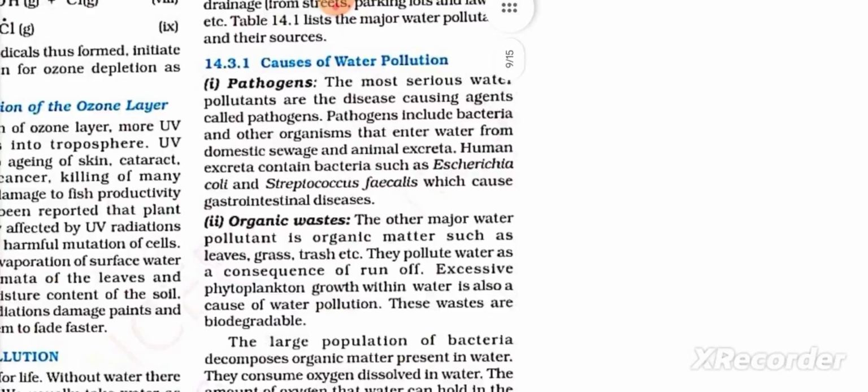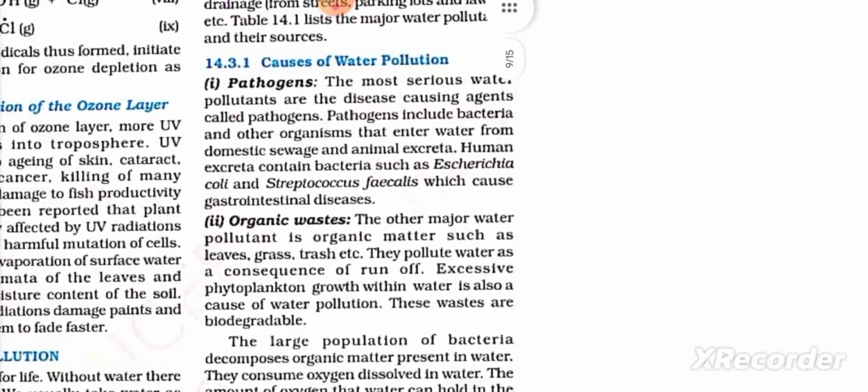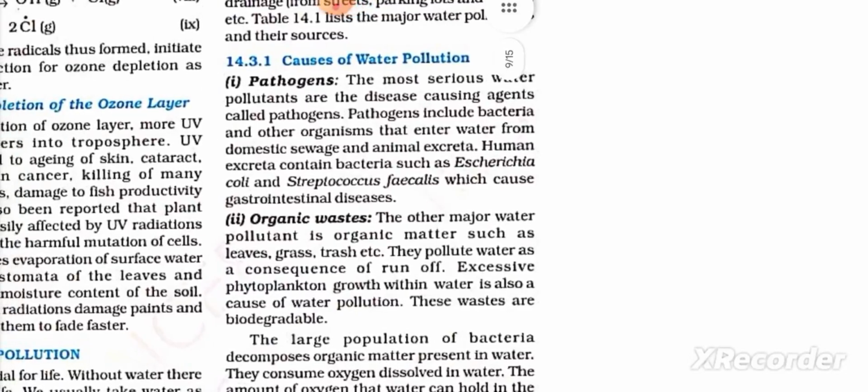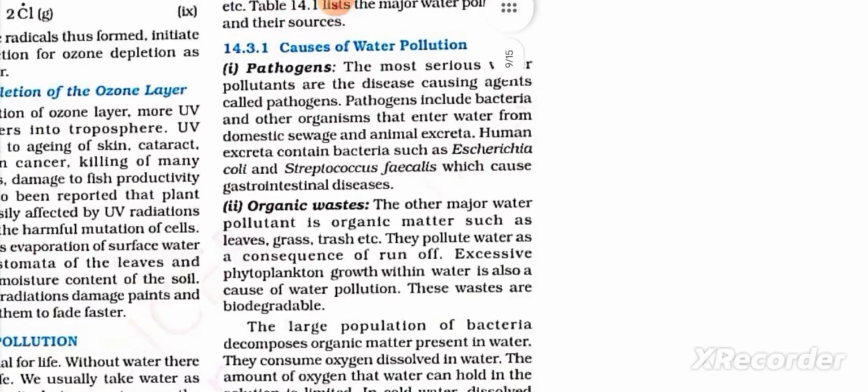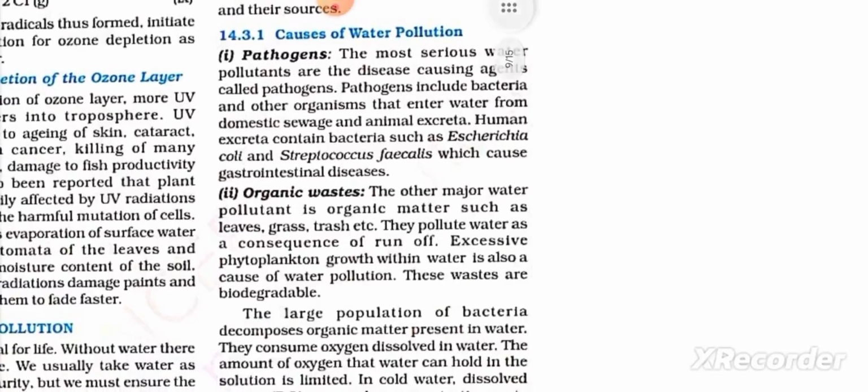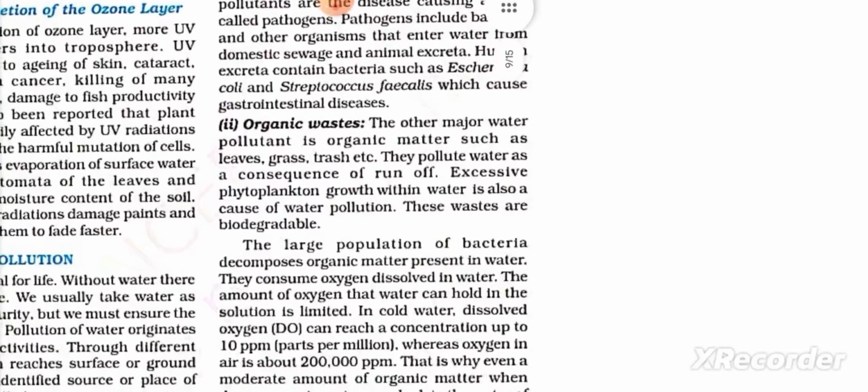Section 14.3.1, Causes of water pollution. First is pathogens. Most of the serious water pollutants are disease-causing agents called pathogens. Pathogens include bacteria and other organisms that enter the water from domestic sewage and animal excreta. Human excreta contains bacteria such as Escherichia coli, which causes gastrointestinal diseases.